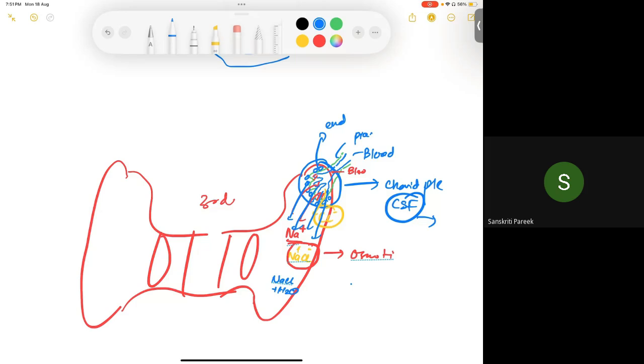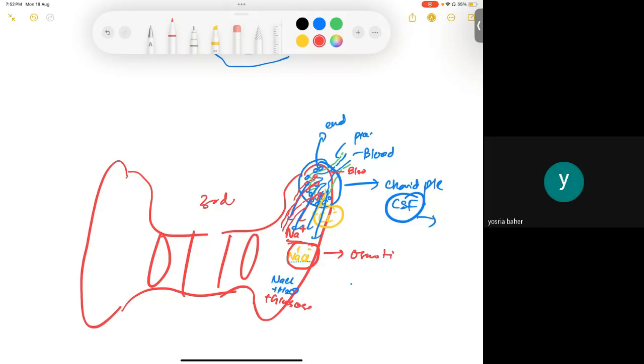So what else would happen here? We are going to be having different channels, different transporters for glucose as well. Those channels are going to put some glucose into the space as well. So in the end, we have NaCl plus water plus glucose. Is it clear?